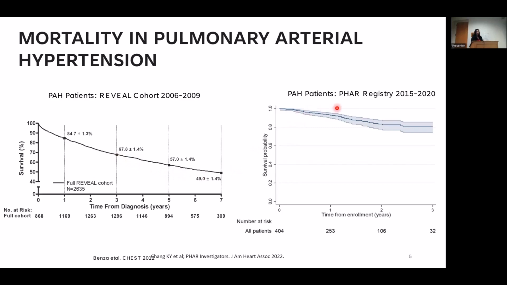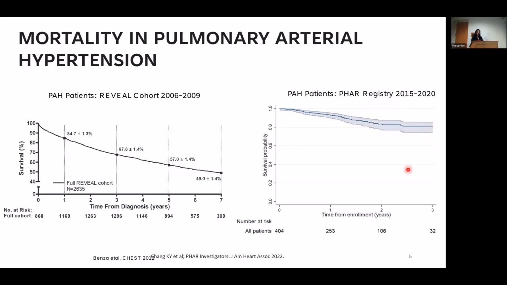Since that time, we have made some strides in PAH therapy, and the more recent FAR registry that just came out, analysis of a registry that enrolled and is still enrolling from 2015 through the 2020 cohort, still shows that mortality remains high at 3 years, but at closer to 80%.